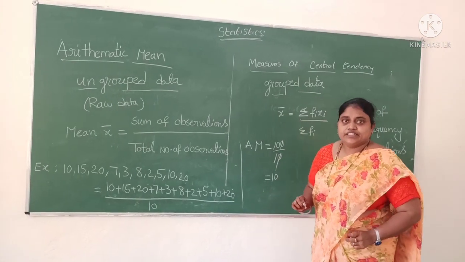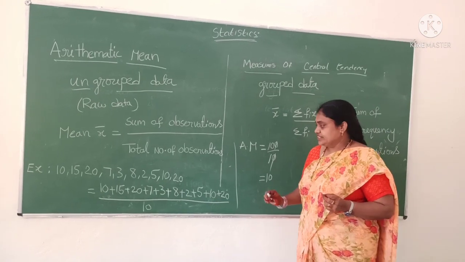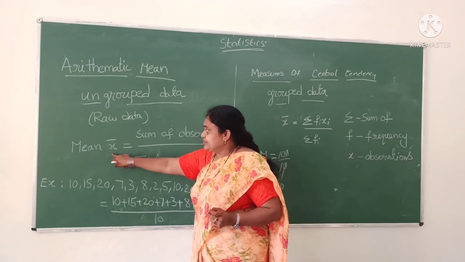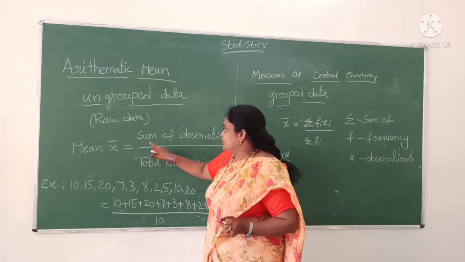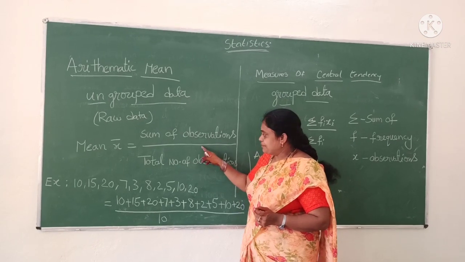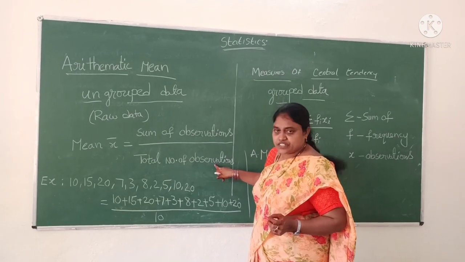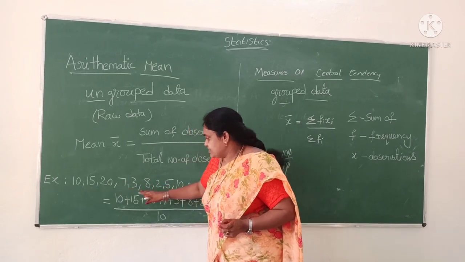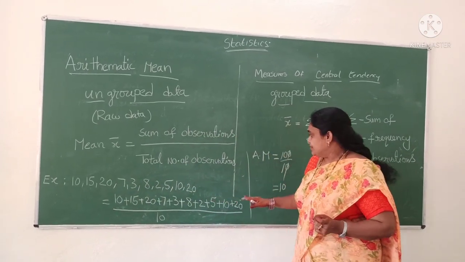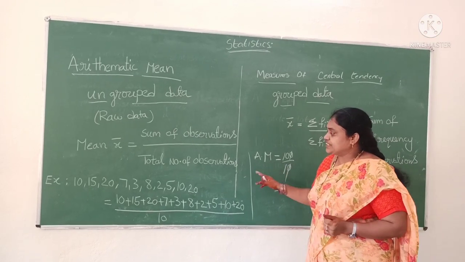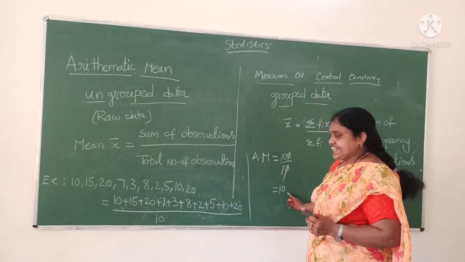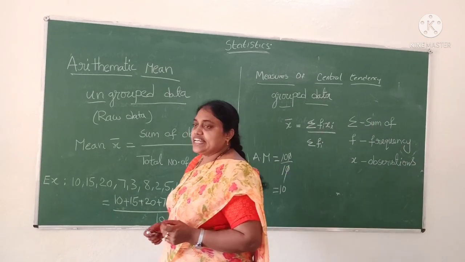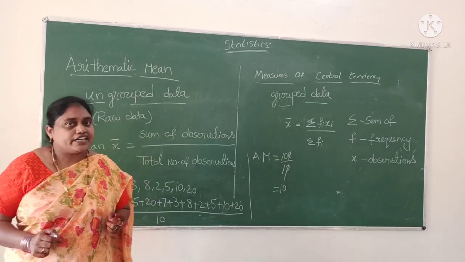Understand, children? First of all we write mean x bar is equal to the sum of observations by the total number of observations. This one is the example, so the arithmetic mean for these observations is 10. This is the method we use to calculate arithmetic mean for raw data.